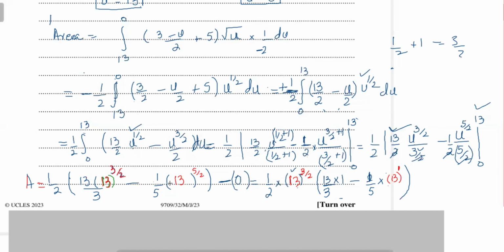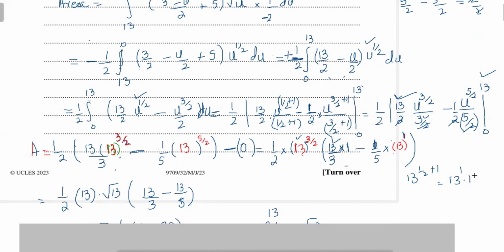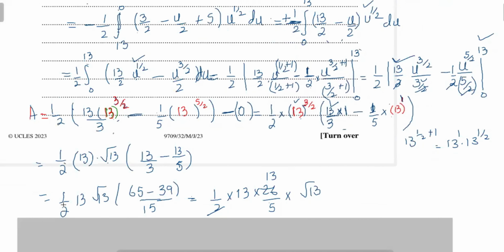Now you see here, 13 power 3 over 2 is taken as common, 13 over 3 is written as it is, and minus 1 over 5 is written as it is, with 13 power 5 over 2 when we take common. Therefore, 13 power 1 into 13 power 1 over 2. Therefore, we write 13 into square root of 13, and 13 over 3 minus 13 over 5 is written as it is. Now, 1 over 2 is written as it is, 13 is written as it is, and square root of 13 is written as it is.